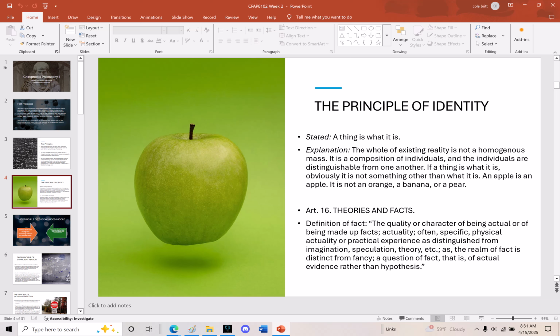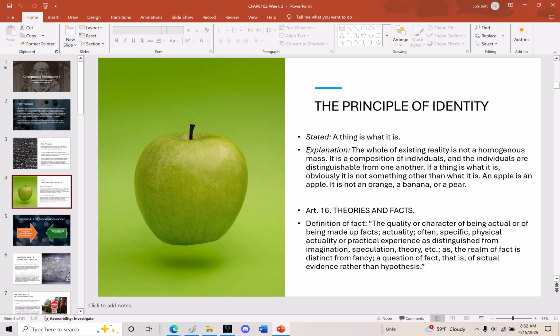Personally, because it's a tautology, T-A-U-T, ology, tautology. What does that mean? Tautology means it is a redundant statement. It's saying the same thing over again. It is what it is. Couldn't you have simply said, it is, and meant the same thing? Right? It is. It is what it is in the principle of identity means something slightly different.